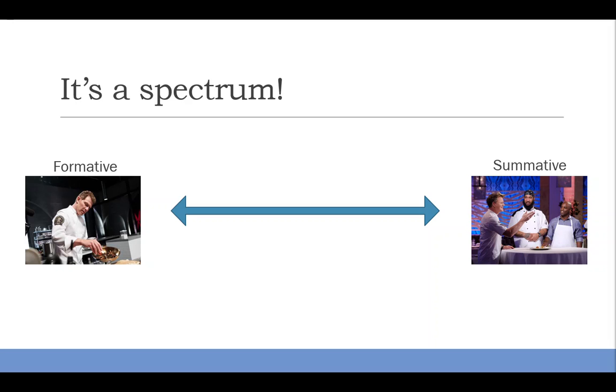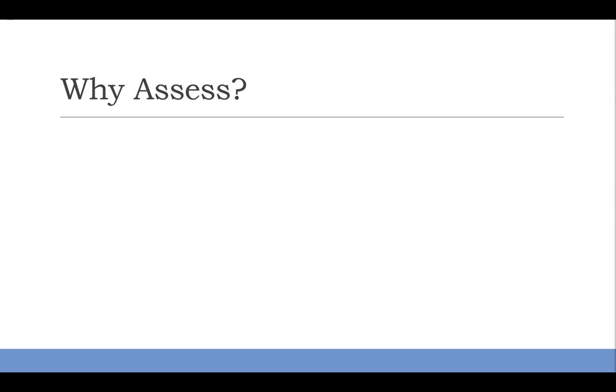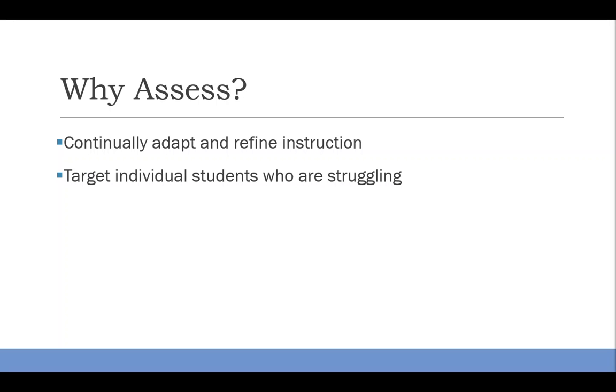So next question is, why are we doing this? Why are we assessing? And there's a few reasons. One, so that we continually adapt and refine instruction. That's that formative assessment. So we know how students are doing and we can help them do better. Another is to actually target individual students who are struggling. So assessments can help us identify which students are learning to read well and which ones aren't, which students might need intervention with certain skills.